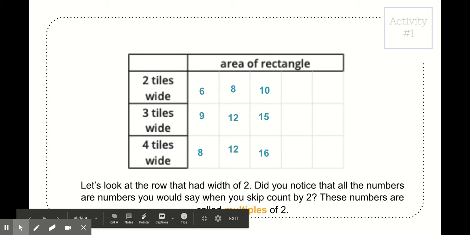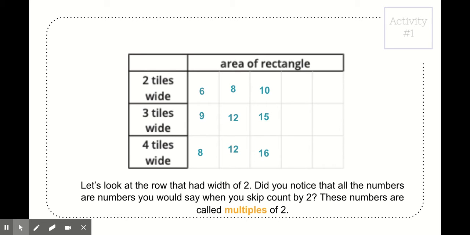All right, let's go ahead and look at our table. Let's look at the row that had a width of 2. Did you notice that all the numbers are numbers you would say when you skip count by 2? These numbers are called multiples of 2.